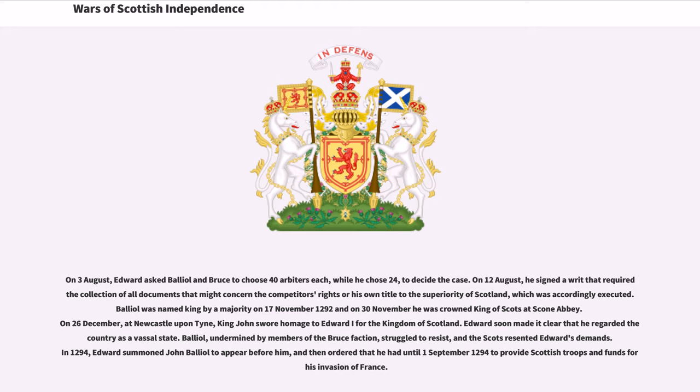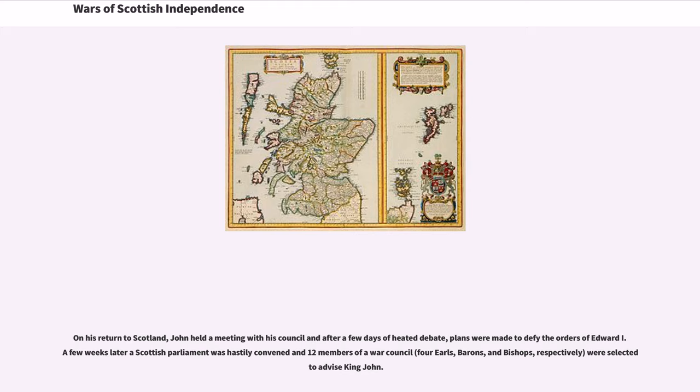In 1294, Edward summoned John Balliol to appear before him, and then ordered that he had until September 1, 1294 to provide Scottish troops and funds for his invasion of France. On his return to Scotland, John held a meeting with his council, and after a few days of heated debate, plans were made to defy the orders of Edward I.